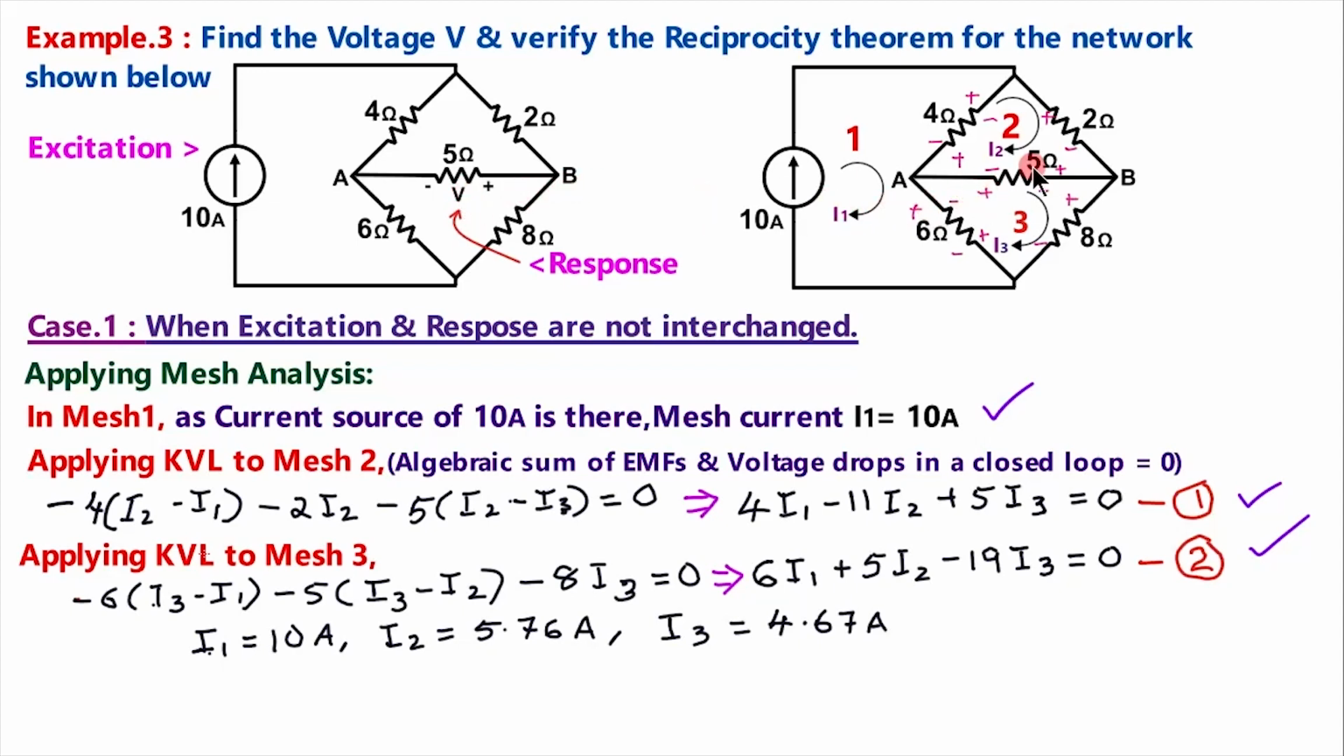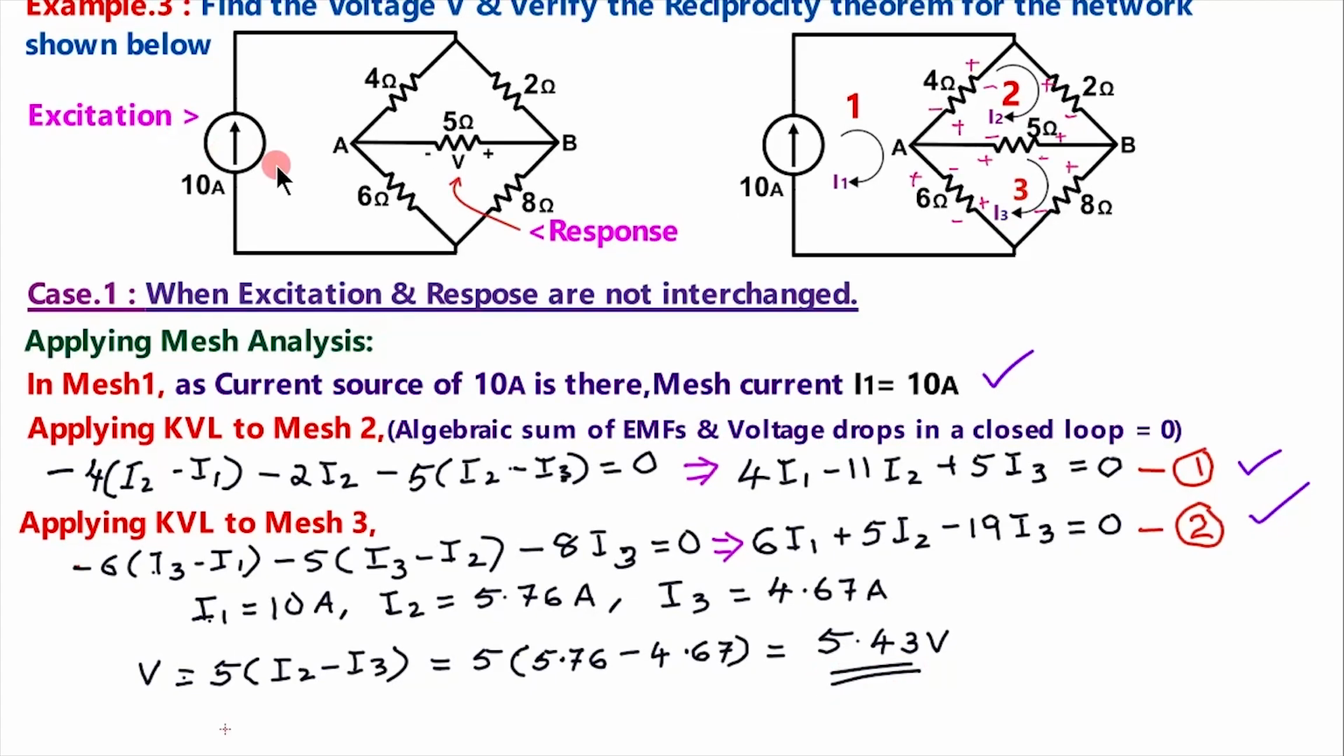See here, the voltage V is equal to I into R. The resistance is 5 ohm and the current flowing is the difference of I2 and I3. The value of I2 and I3 we found out here. So, V is equal to 5 into the difference of I2 and I3. That is, V is equal to 5 into I2 minus I3, that is equal to 5 into 5.76 minus 4.67, which gives the result 5.43 volt.